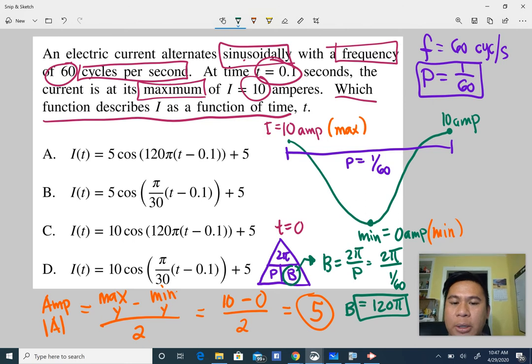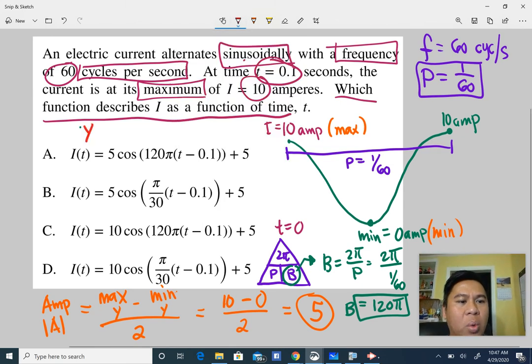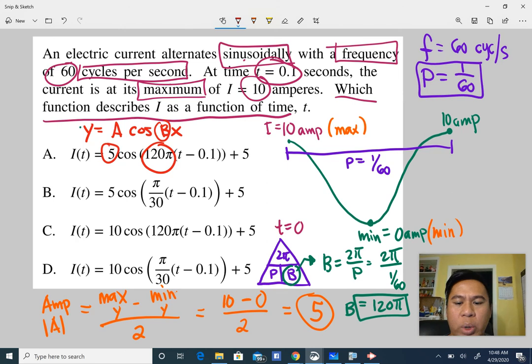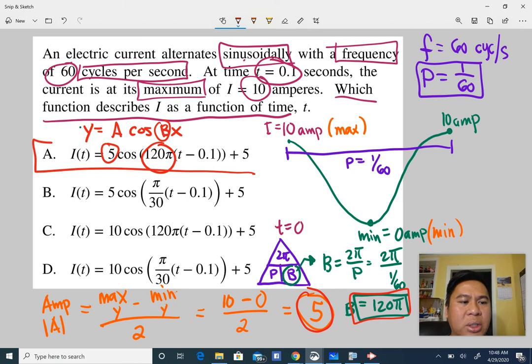So I can see this as y equals A cosine B of x. Not considering the other numbers 0.1 and 5, we're simply considering the amplitude and period. So my A is in fact 5, in this case this is a cosine, and my B is in fact 120 pi. With that being said, our answer will be letter A.